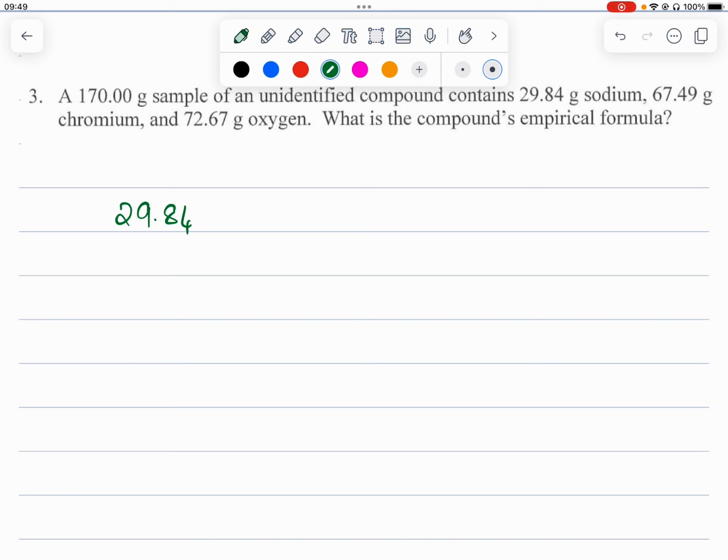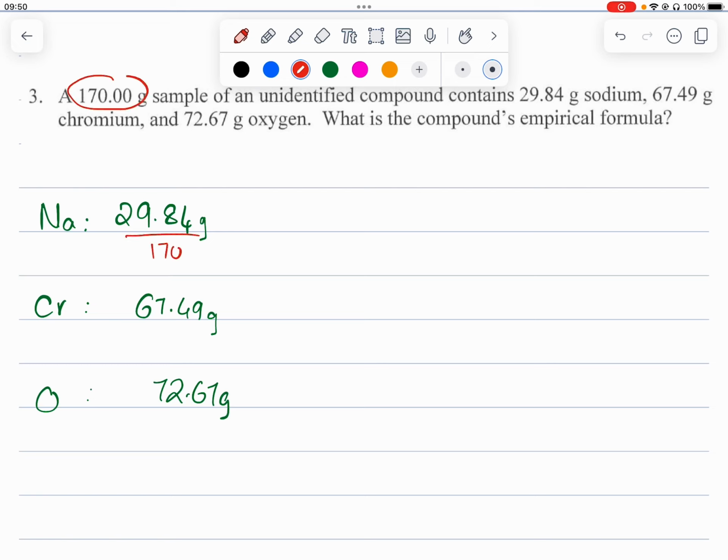Question number 3. A 170 gram sample of an unidentified compound contains 29.84 grams of sodium, then chromium is 67.49 grams, and oxygen is 72.67 grams. What am I going to do? Divide by their atomic masses. But first of all we have to convert into percentages. This is totally 170, so divide each one by 170 because we need to convert into percentages first.